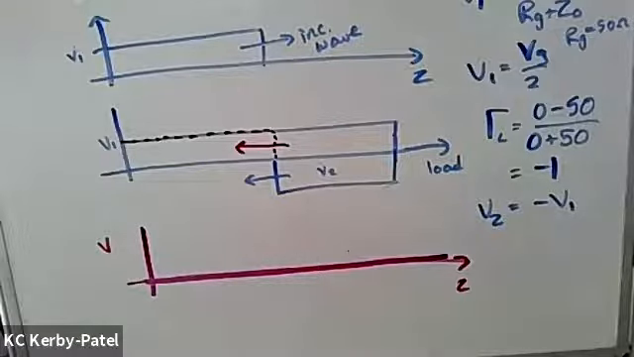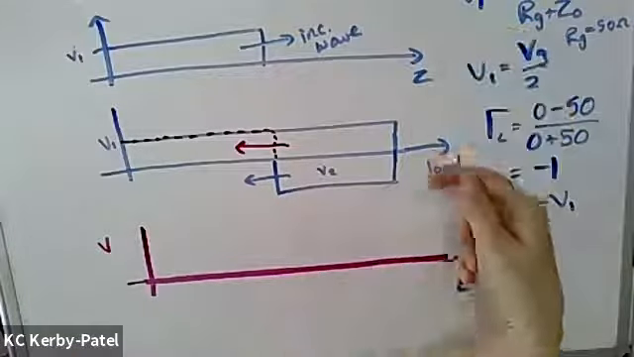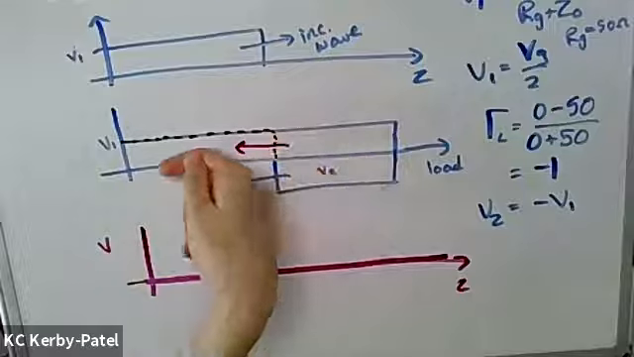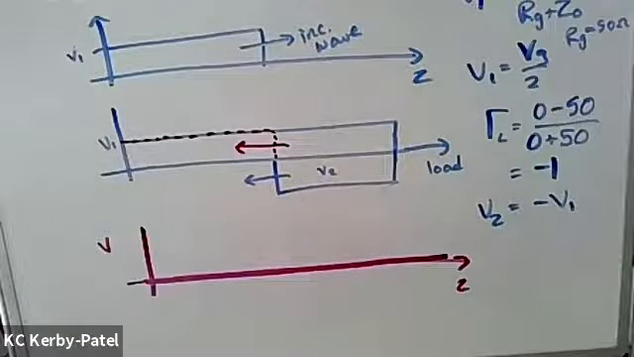So anyway, that's what happens in this example. The incident wave goes down and then the reflected wave comes back and just directly cancels it out completely until it gets back to the input to the transmission line, and then you just have a short there.